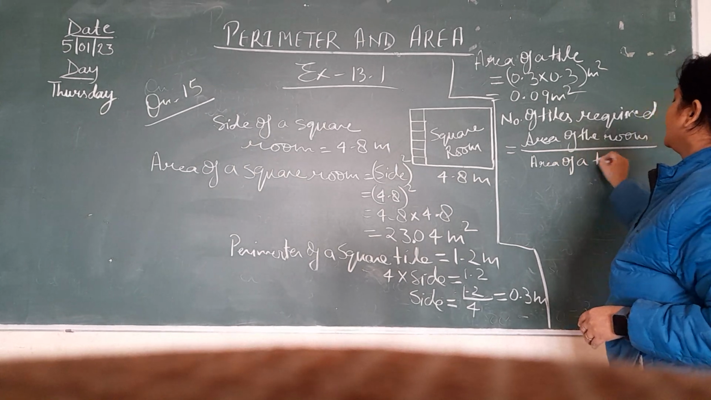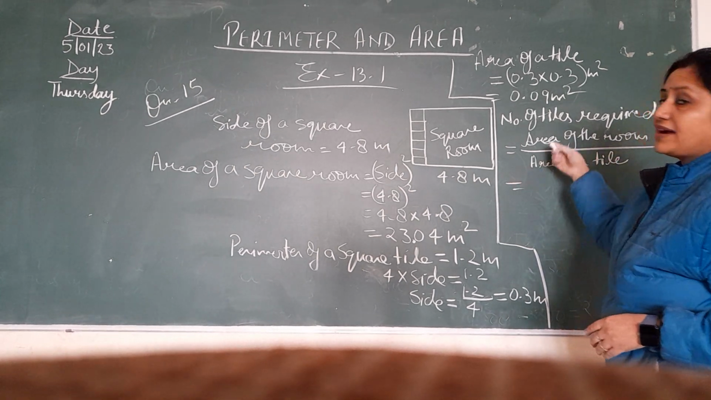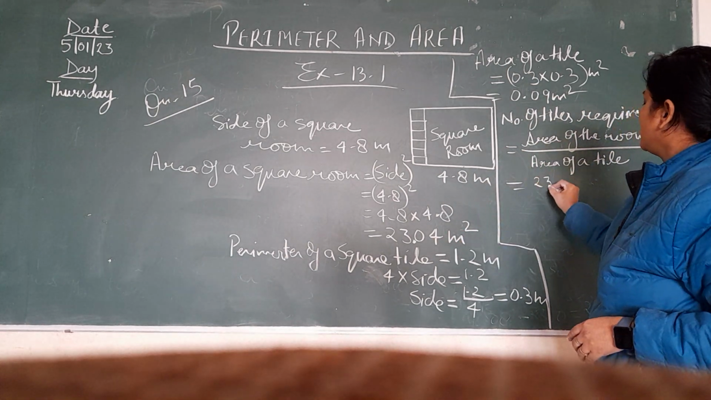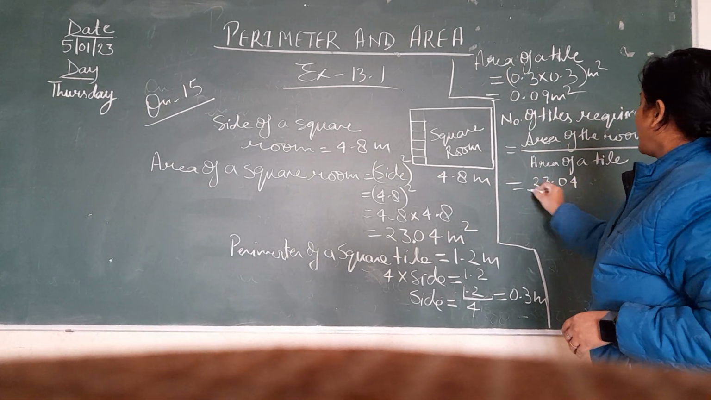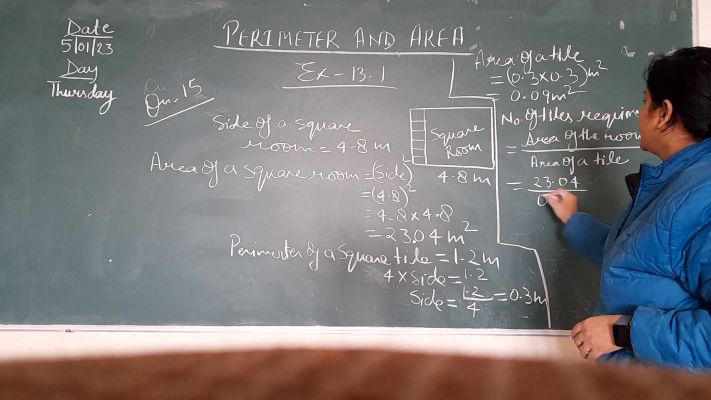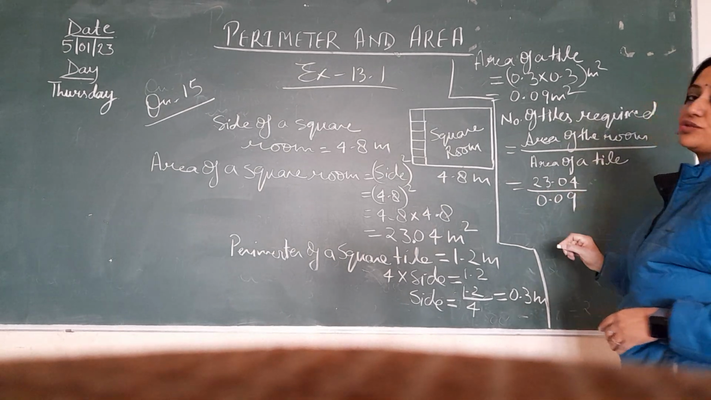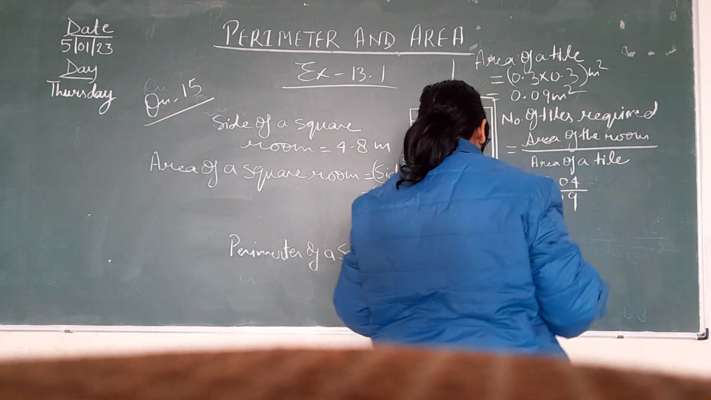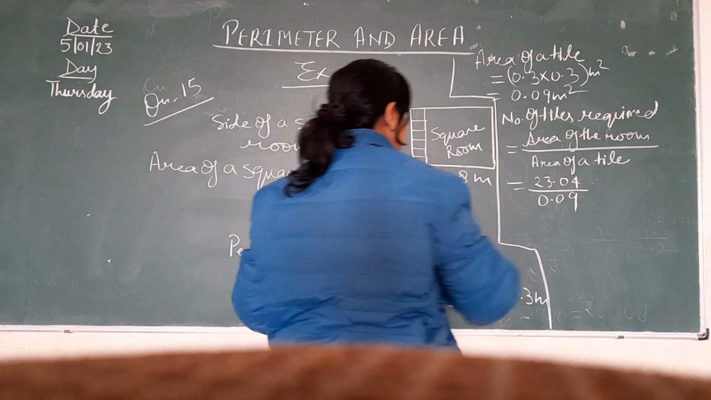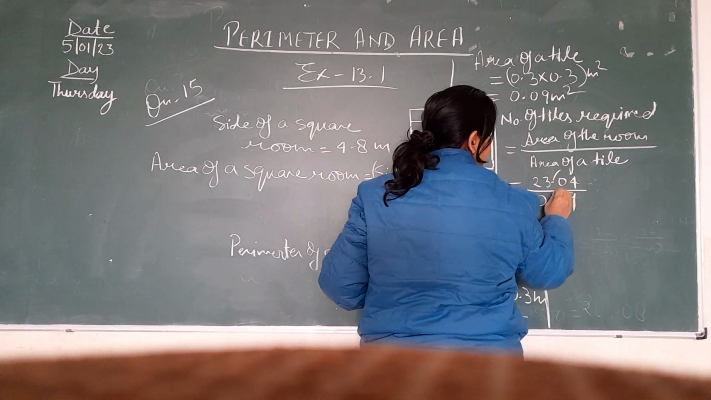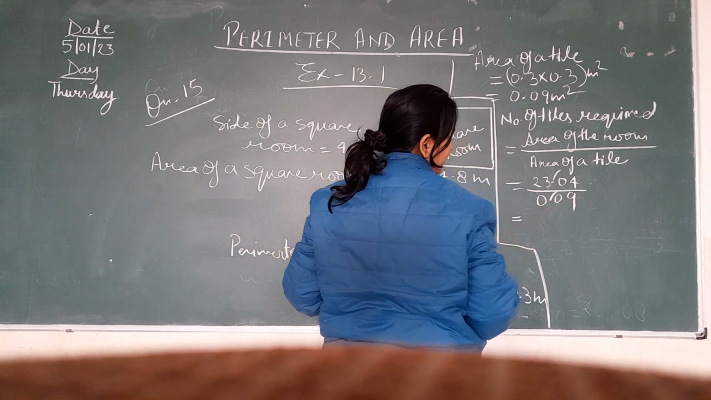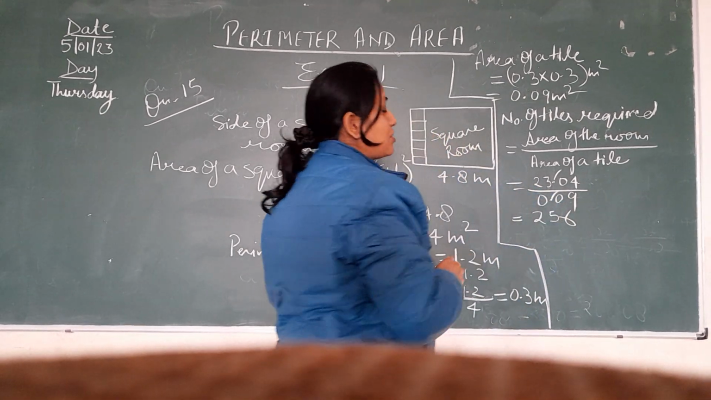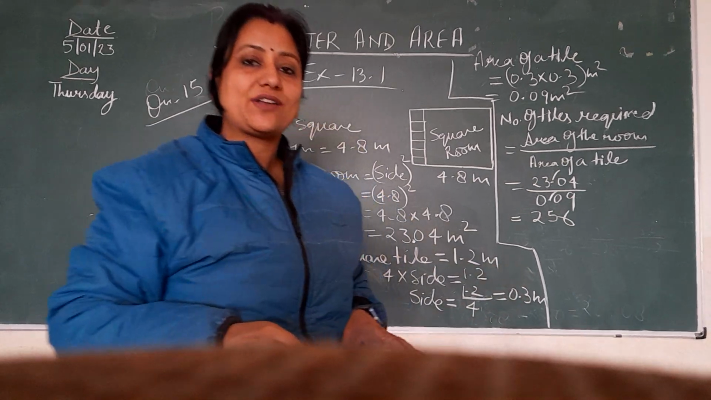Area of a tile divided. So area of room is equal to 23.04 upon area of tile is equal to 0.0. In here both the decimal places in both the values are equal, so we will remove them and divide it. After dividing we'll get 256. So how many tiles will we put in this square room?